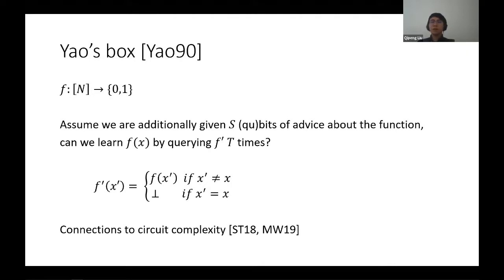The first one is Yao's box. Let f be a function with binary output, and also assume we're additionally given s bits or s qubits of advice only about the function f. The question is, can we learn f of x by only querying f prime t times? Well, f prime has almost the same functionality as f on almost all inputs other than x, and it has no information about f of x. And the problem in the classical setting was recently studied in the context of circuit complexity.